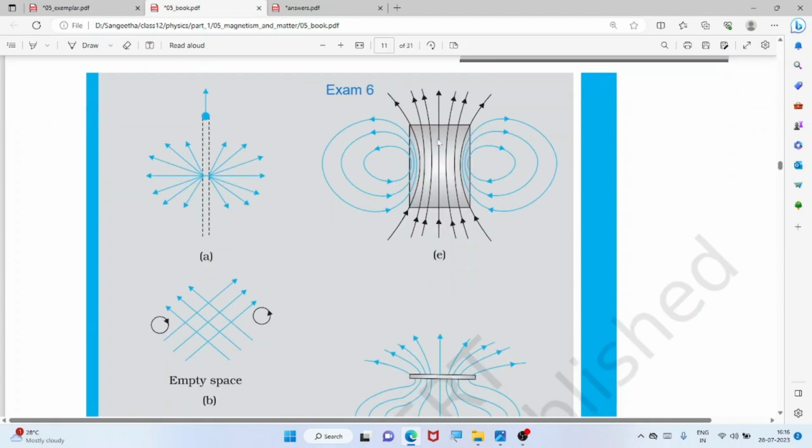See, this is like a bar magnet. Look at the intensity of the magnetic field H here. It is not continuous. Here it is more, and outside the magnet it will be less.